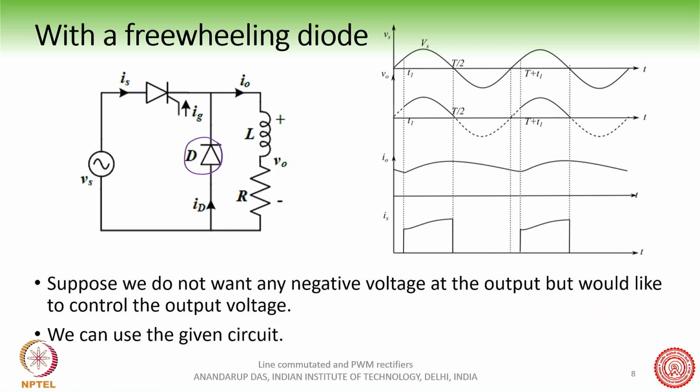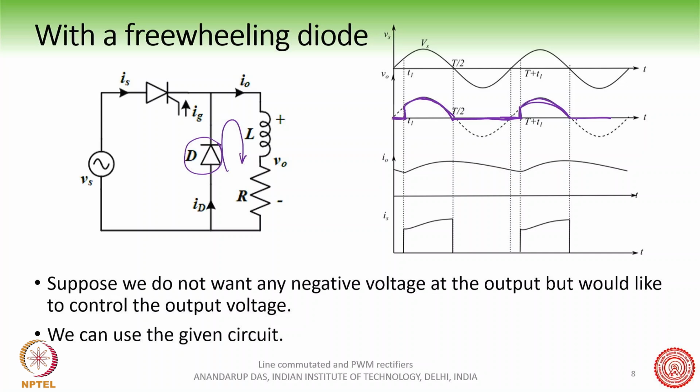If you put a freewheeling diode, what happens is, as soon as the output voltage starts to go negative, this diode will start to conduct. And so the output voltage V0 will go to here. It will not go negative anymore. It will be 0, and then again it will start like this. So this is the waveform.